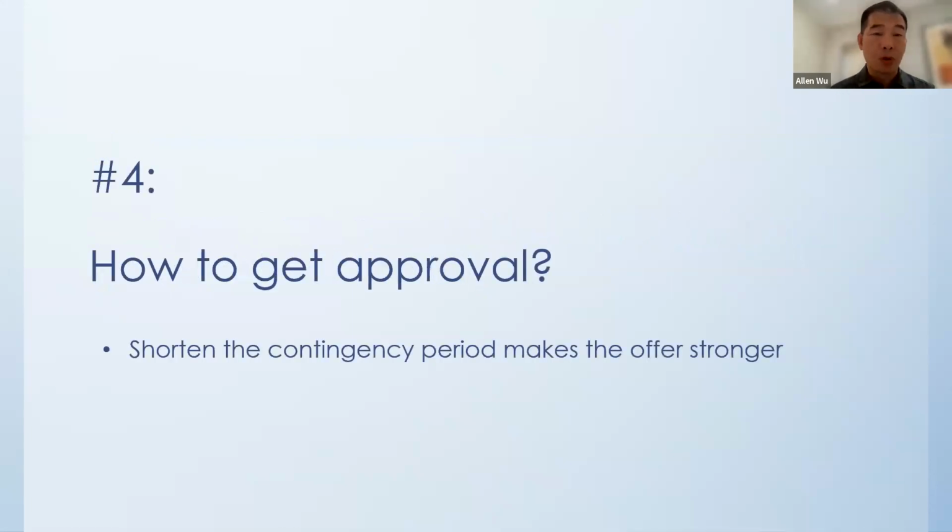Next one, how to get an approval. This question is asked by one of our real estate agents. What she wants to know is, can we give a client a pre-approval, so that when they write up an offer, instead of a 30-day contingency, they can shorten it to a 21-day contingency, or even less time, to make the offer much stronger? Yes, absolutely. In commercial, remember one thing: we do not send out pre-approval.